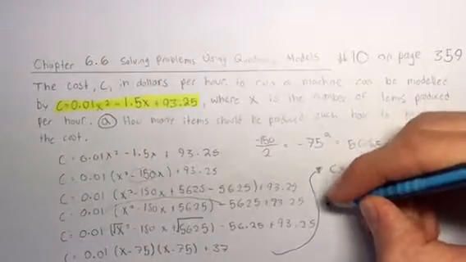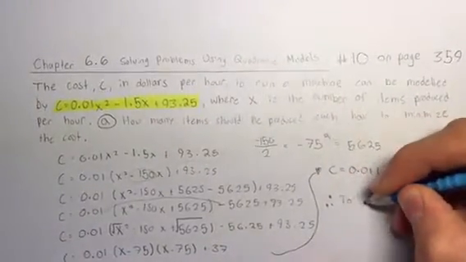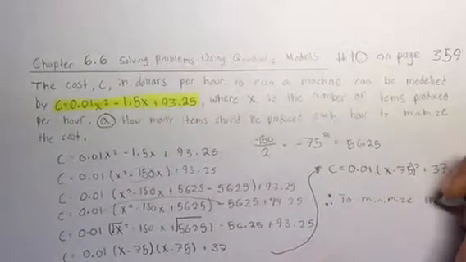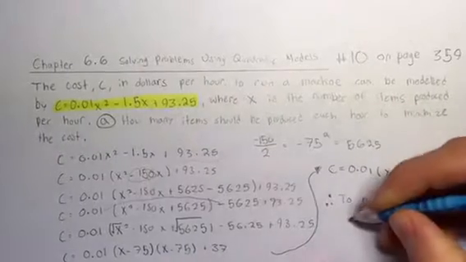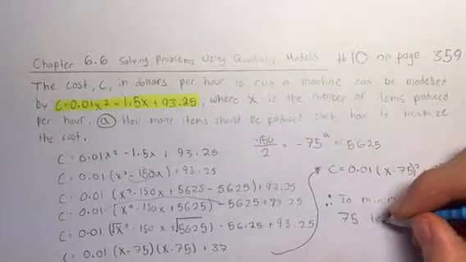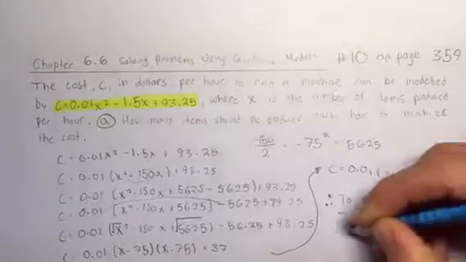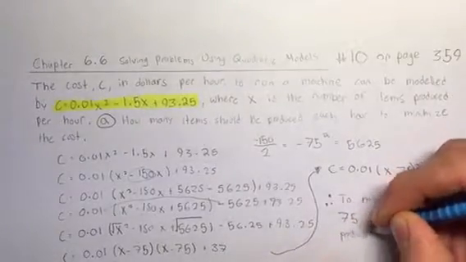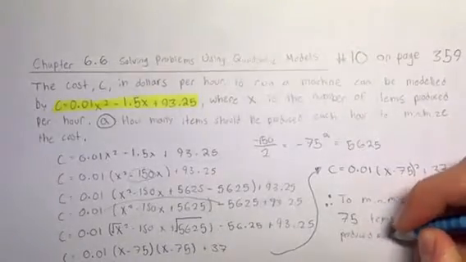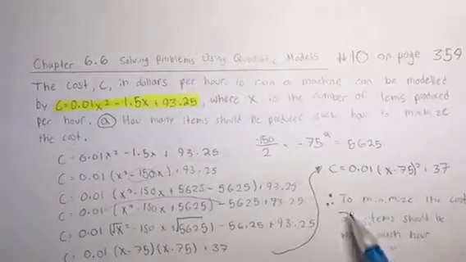So that means, therefore, to minimize the cost, 75 items should be produced each hour. And so there you go, 75 items.